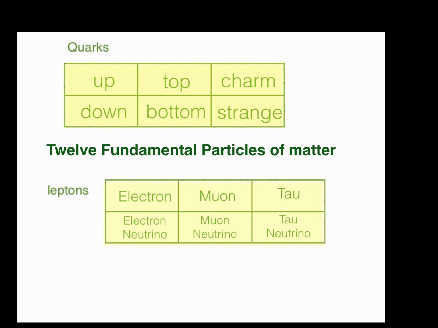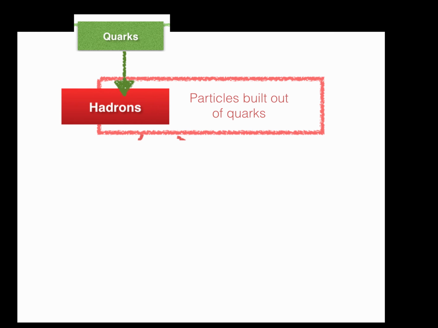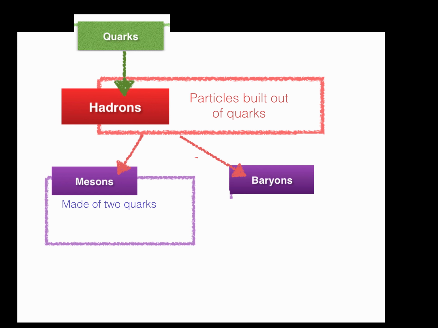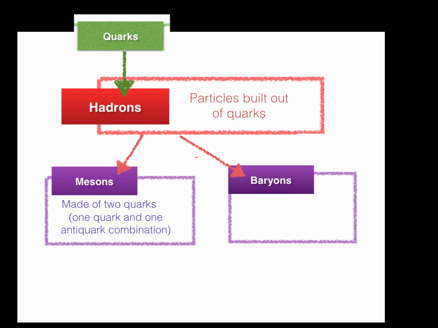These are the particles that all matter you encounter are made up of, and they can't be broken down into smaller particles. Quarks are building block particles, which means they can be made into other particles. Particles that are made up of quarks are called hadrons, the particles built from quarks. There are 2 kinds of hadrons, mesons and baryons. Mesons are made of 2 quarks, 1 quark and 1 antiquark combination. Baryons are made of 3 quarks.